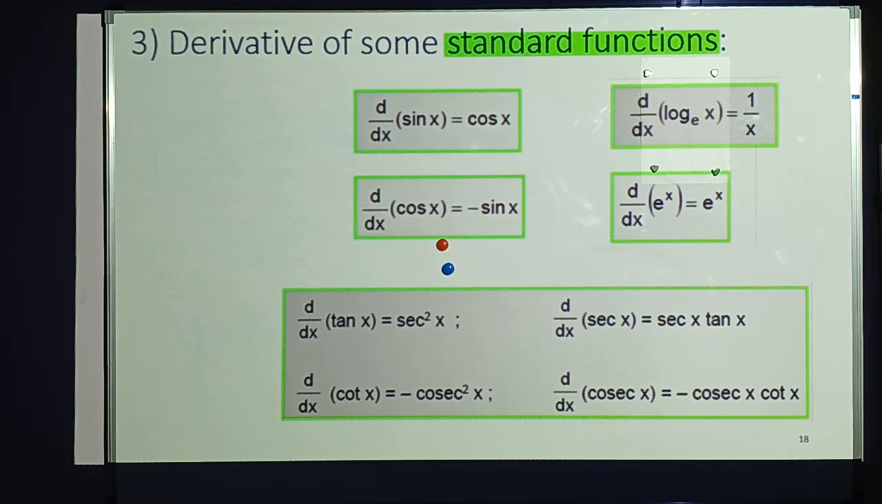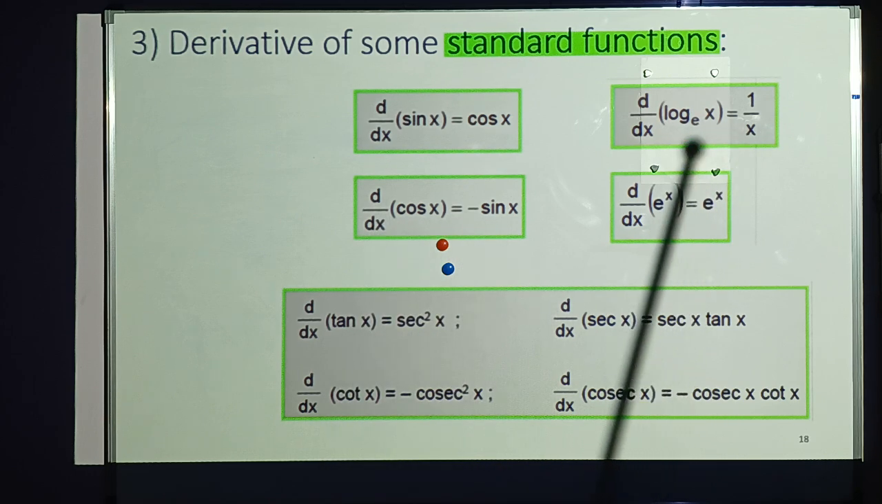Derivatives of standard functions which we have to remember. This we can derive by first principles, but after that we have to remember this result. Derivative of sin is cos, and there is a plus sign here because the slope of the sine curve in the first quadrant is positive. Derivative of cos is minus sine. Minus sine we can remember as the slope of the cos x curve in the first quadrant is negative.